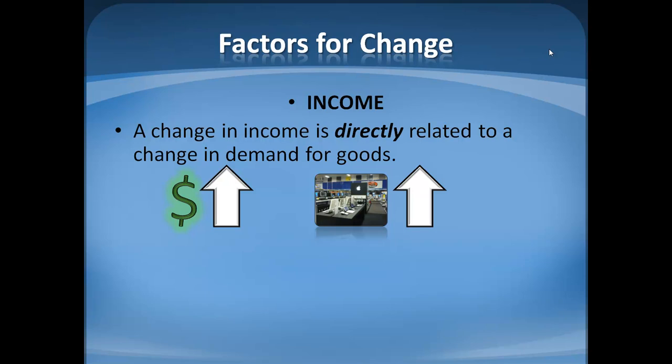You'll notice I have the Apple sign. It's kind of ironic because I am becoming an Apple junkie. If I make more money, I buy more stuff. That's obvious. If I make less money, I buy less things. So the first factor of change besides price is income. They don't make Apple cheaper.